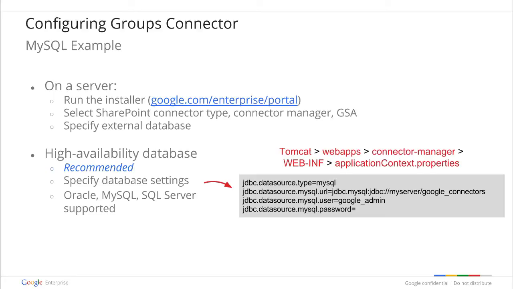Then you'll need to stop and start the connector manager itself. This will be listed as a Windows service if you're on Windows, or you can go to All Programs, Google Search Appliance Connectors, and there are start and stop utilities there.